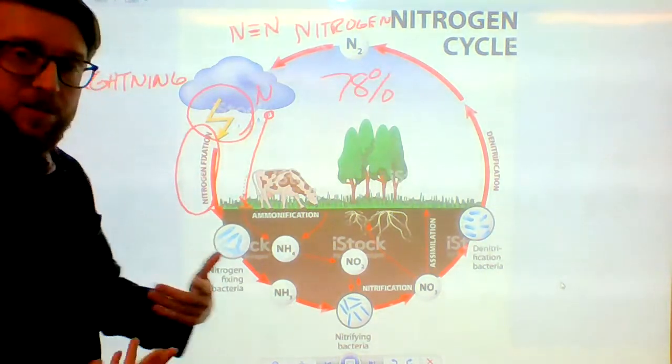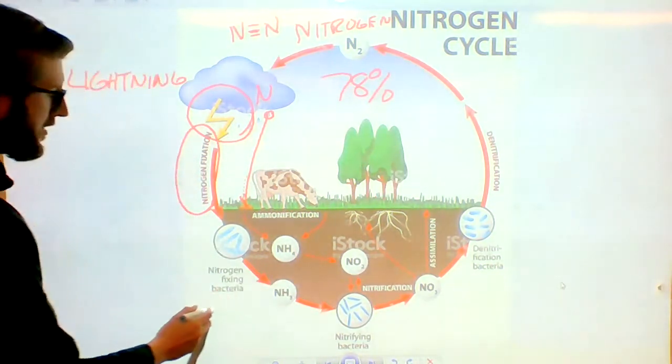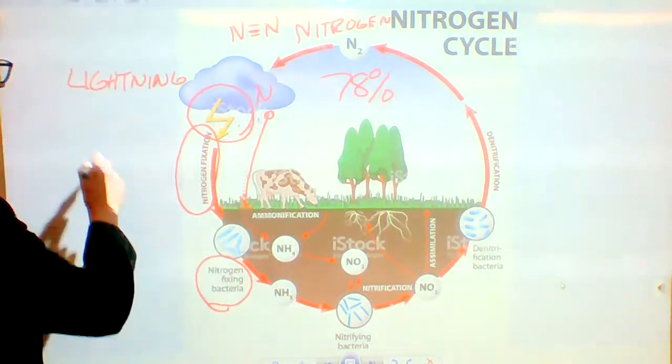Another thing that does it, and this is the main thing that does it, are these things called nitrogen fixing bacteria.